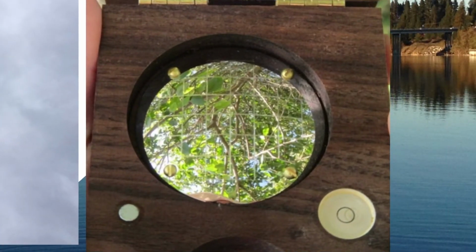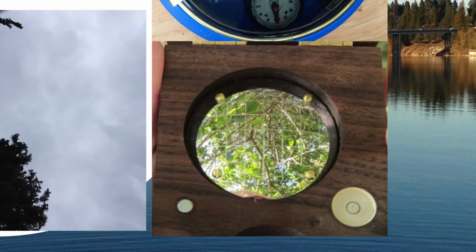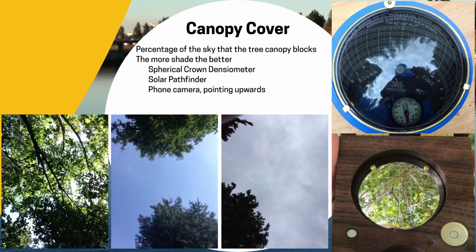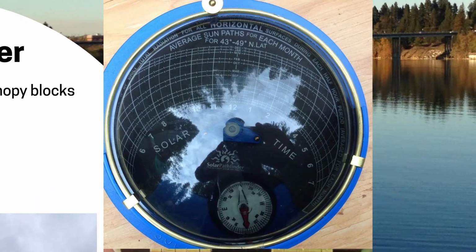This is a curved mirror with a grid pattern used to look up at the canopy above. Any point on the grid on which open sky is projected is counted as a percentage of the sky that is not covered by tree canopy. Using that instrument, a precise percentage of canopy cover is calculated. Another method is using a solar pathfinder. This instrument uses a semi-reflective plastic dome that reflects any light that gets through the canopy. Under the dome is a graph that aligns with and displays the sun's path each month of the year.